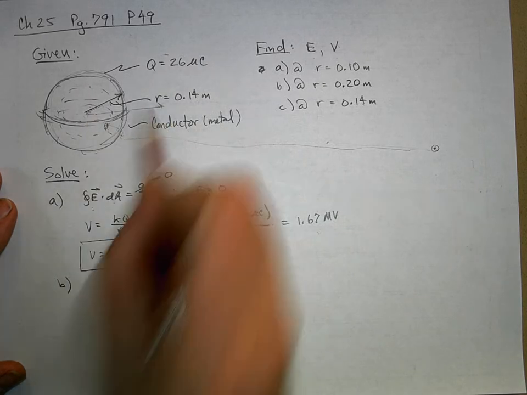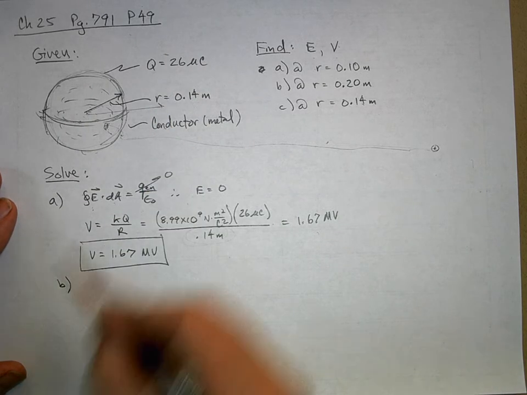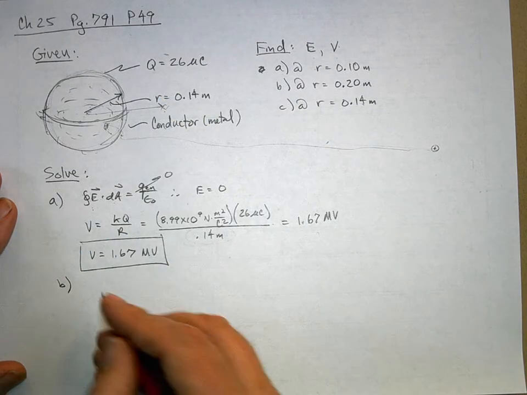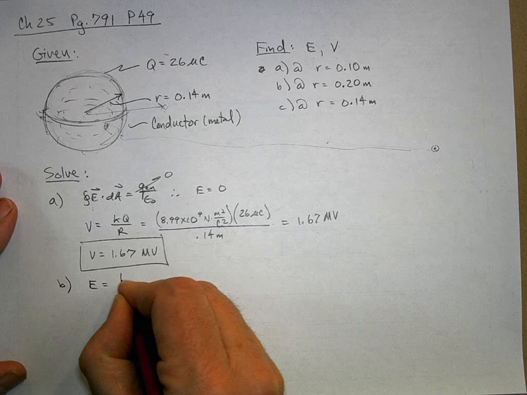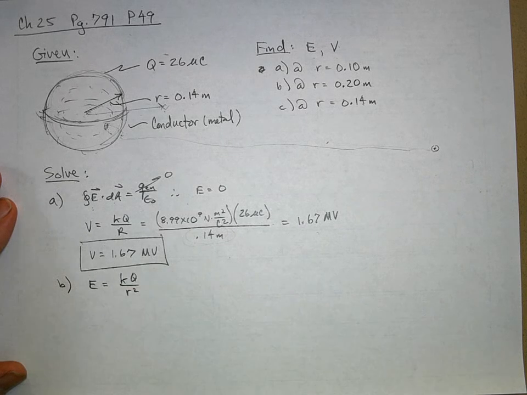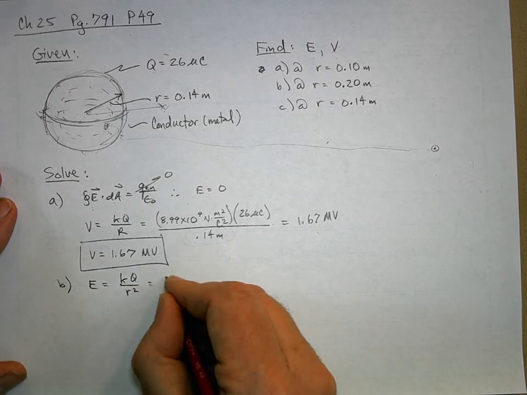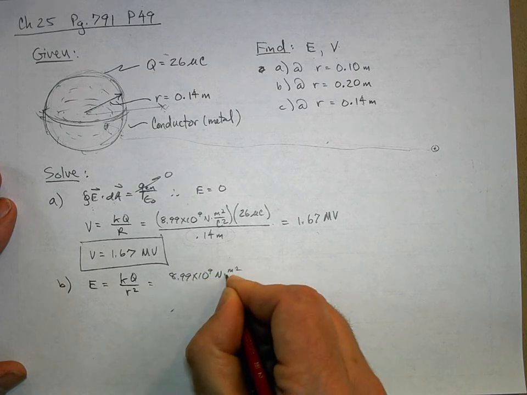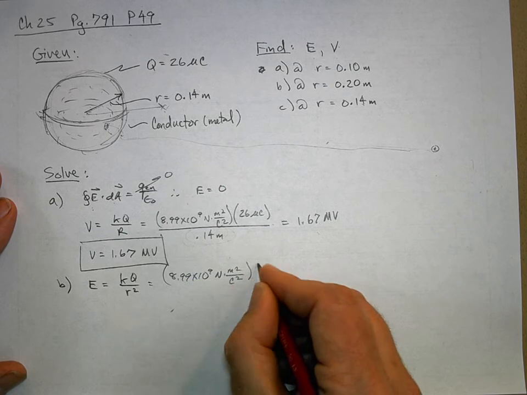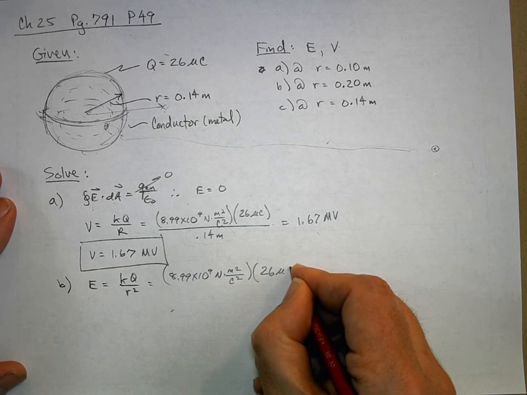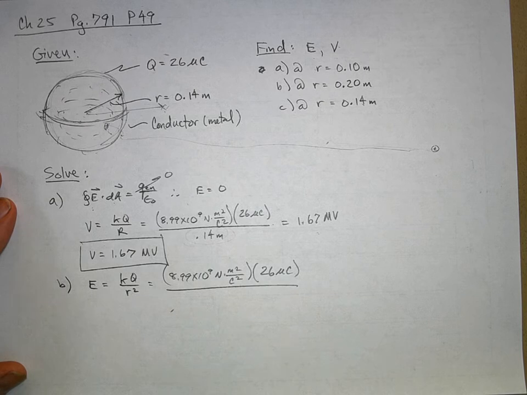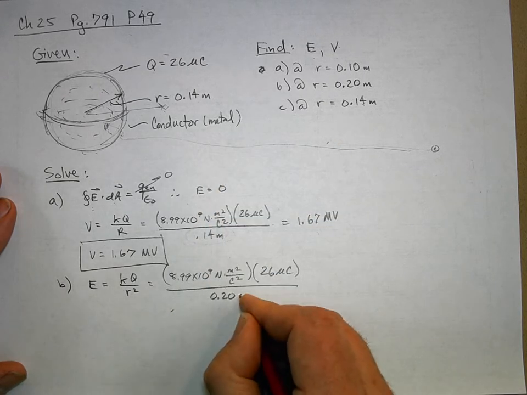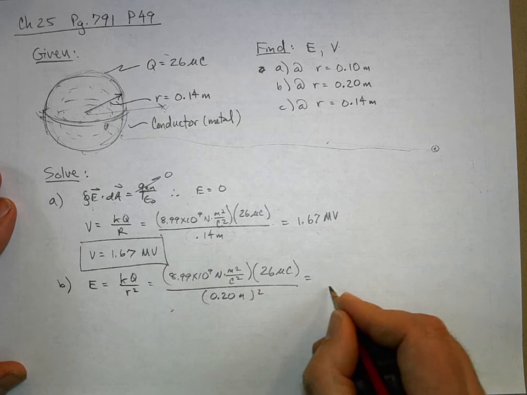All right. Now for part B, R equals 20 centimeters. So now we're out here somewhere. And if I'm out here, that means all the charge is contained by my Gaussian surface. And so E is just going to be equal to KQ over R squared. So this is, again, 8.99 times 10 to the 9, times my charge, divided by 0.20 meters, and you have to square that. And I'll let you look up the answer for that.